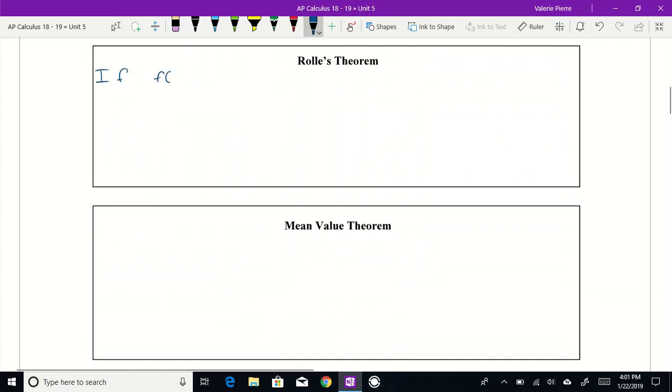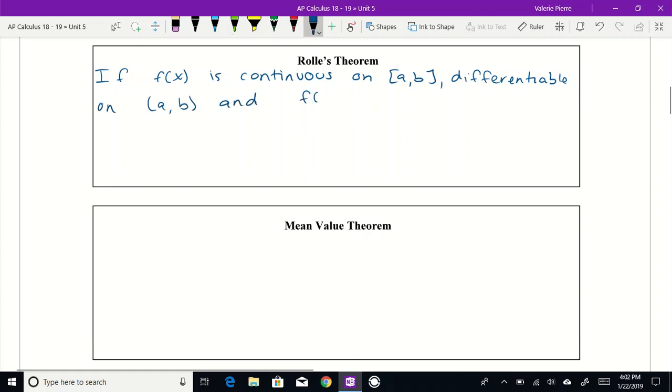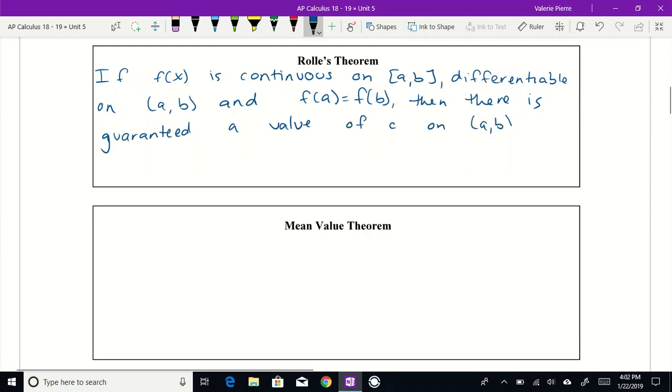So if f of x is continuous on the closed interval a to b, differentiable on the open interval a to b, and if f of a is equal to f of b, then there is guaranteed a value of c on the open interval ab such that f prime of c is equal to 0.